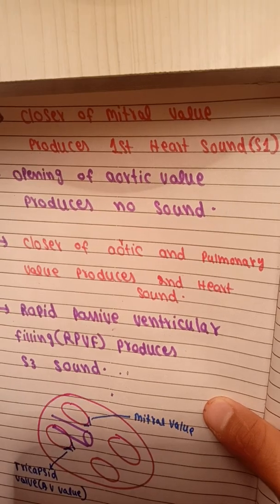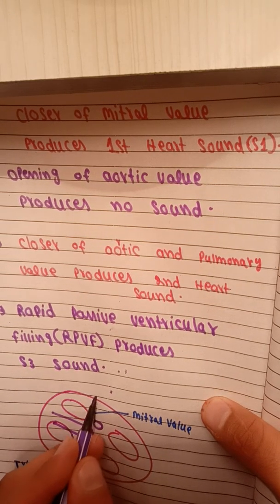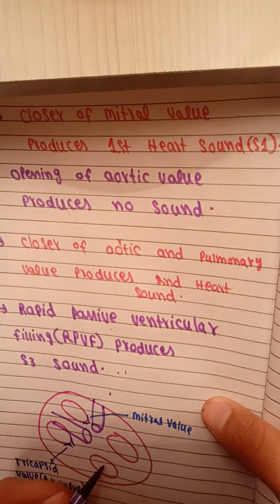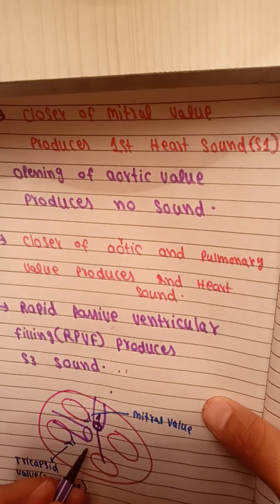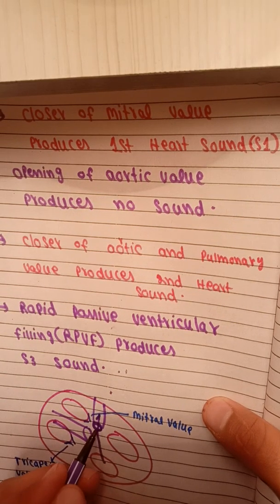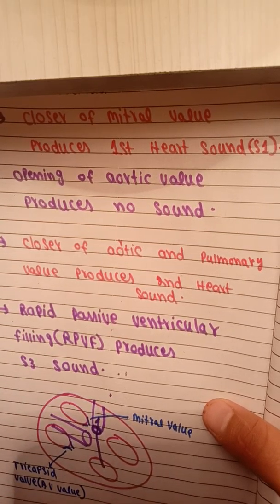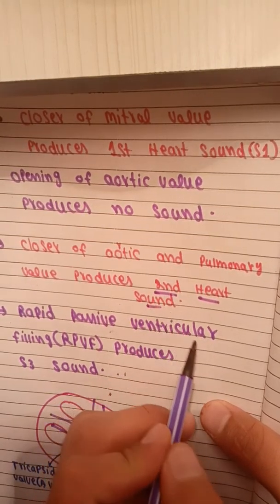What is there? Here is the pulmonary valve we have already discussed, through which blood enters from the right ventricle. Okay, so this is the pulmonary valve. Actually, it is here, and this is the aortic valve. Their closure produces a sound which is called the second heart sound.